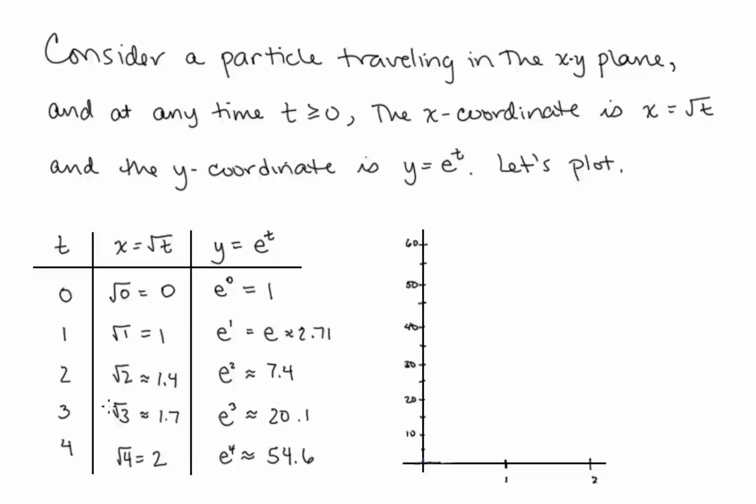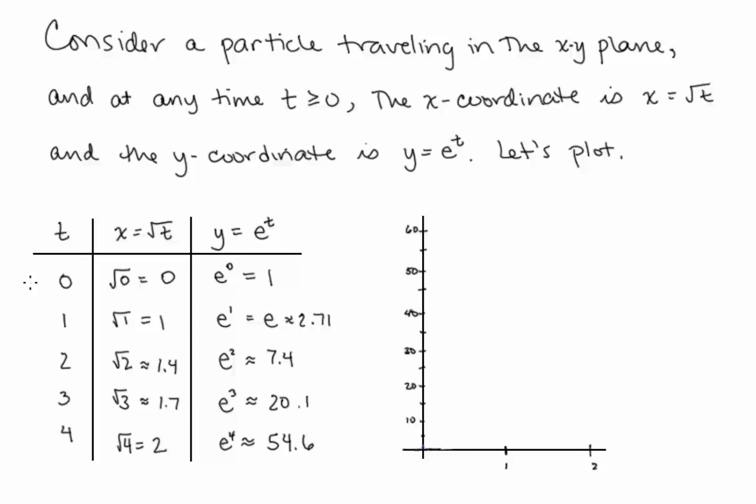Now for plotting purposes, it's good to have an idea of what kind of numbers radical 2 and radical 3 are. So we find decimal approximations to help us plot. So radical 2 is approximately 1.4 and radical 3 approximately 1.7. And for the corresponding y values, y is equal to e to the t, so when t is equal to 0, y is equal to e to the 0, or 1. When t is equal to 1, y is equal to e to the first, or e. And again, here we take decimal approximations just to help us plot. So we have e squared, e to the third, and e to the fourth as our corresponding y values.